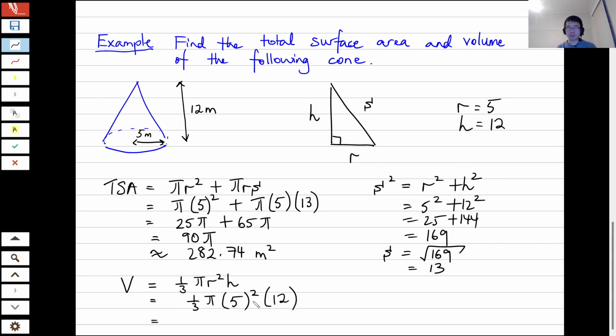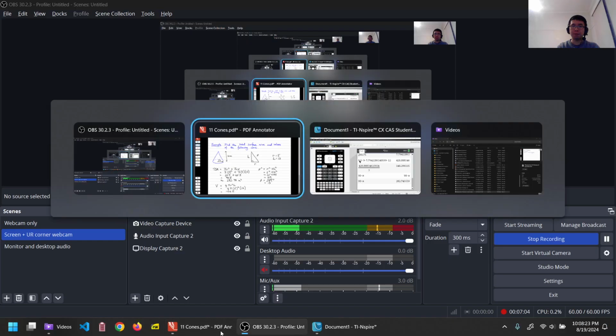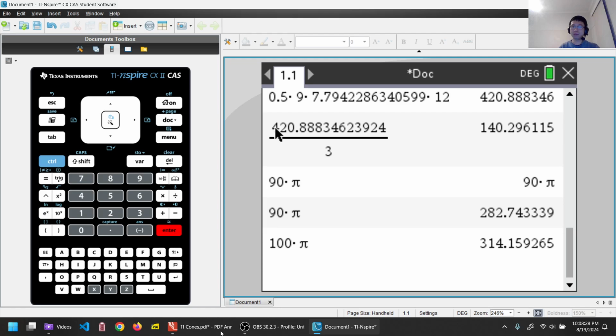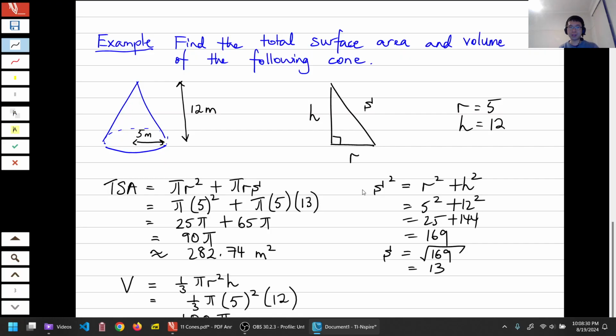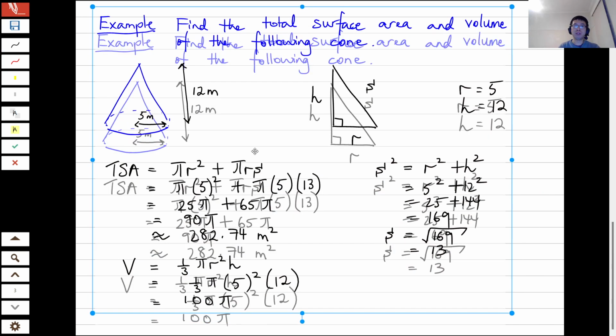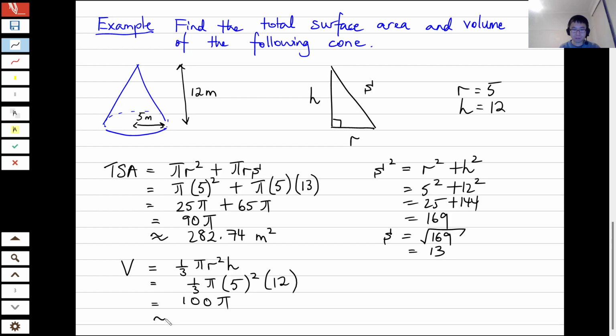So now we've got to simplify this. 1/3 of 12 is 4. 4 times 25 is 100. So 314.16. I'm just going to move everything up one line. And because I've got a volume, I need to give my answer in cubic meters, or m to the power of 3.